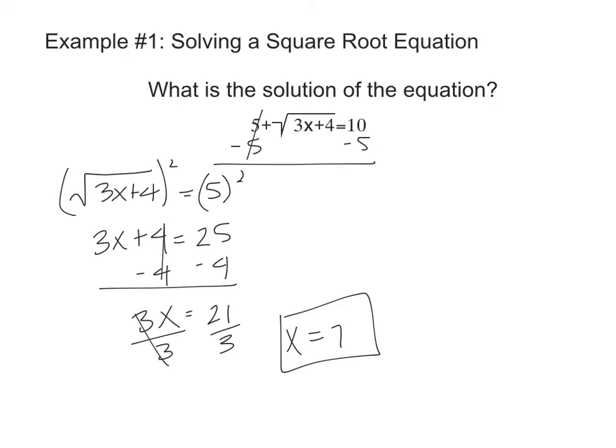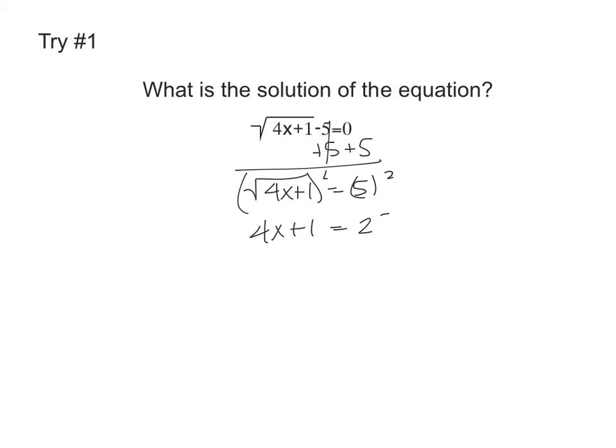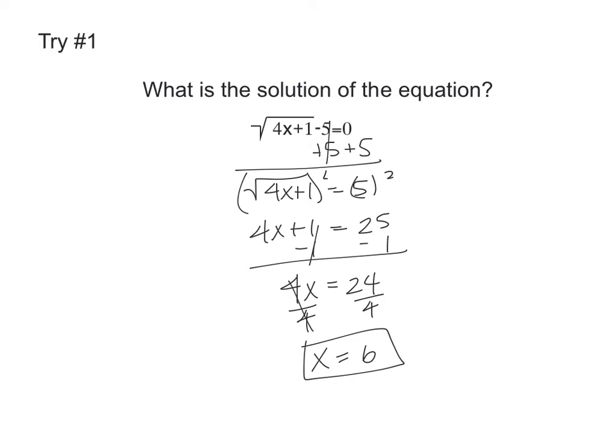All right, let's try the next one. All right, so again, we have a radical being subtracted by 5, so we need to add 5 on both sides. It's going to give us a square root of 4x plus 1 equal to 5. If we square both sides, we'll be left with 4x plus 1 equal to 25. Subtract 1, and we'll get 4x equal to 24. Finally, divide by 4, and x will equal 6. All right, let's keep going.